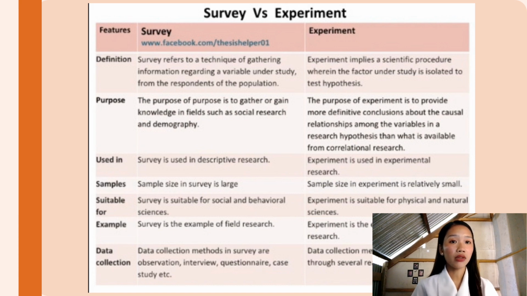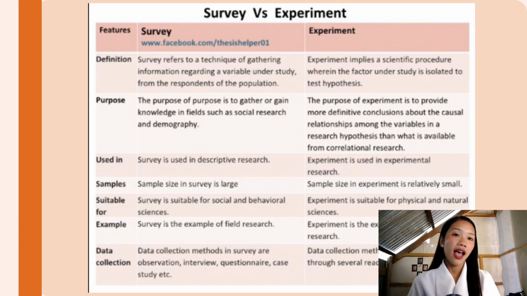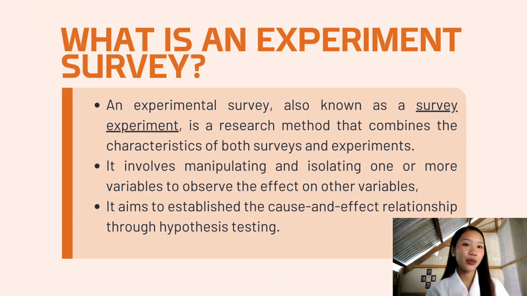And when talking about the sample size, survey can gather a large amount of information or data from a large group of people, meanwhile sample size in an experiment is relatively small. And in terms of data collection, survey can gather data through interviews or in a form of questionnaire. Meanwhile, experiment is through several readings or through laboratory testing. Are we clear with the difference of the survey and experiment?